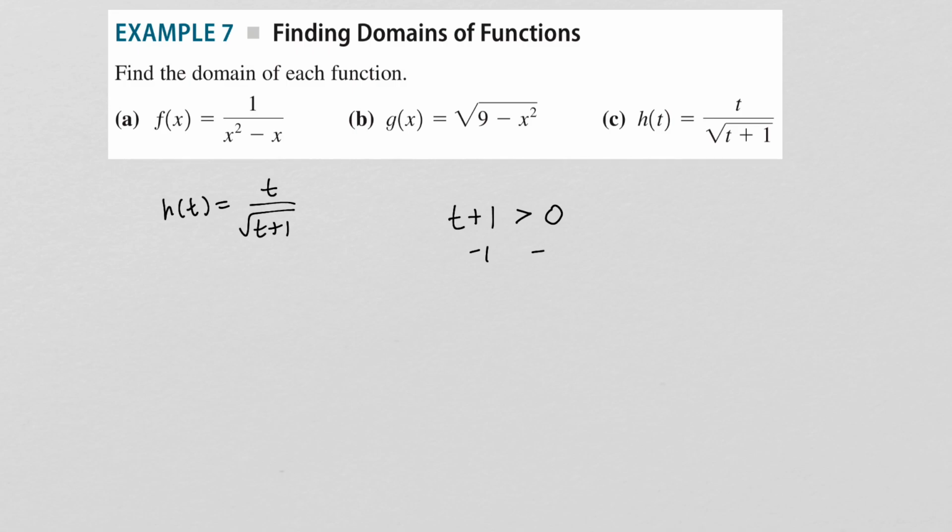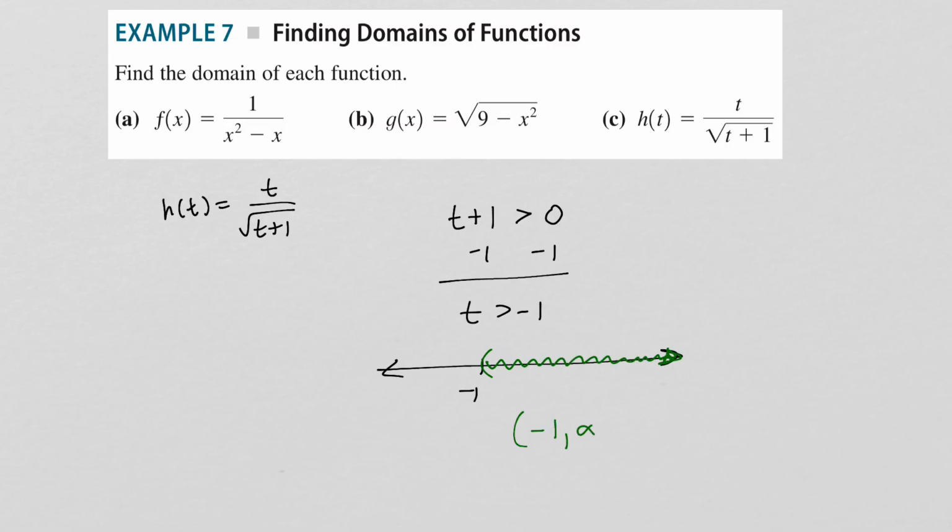And this inequality is very simple to solve. We can just subtract 1 from both sides, and we find that the domain is all numbers t that are greater than negative 1. And so this is what that looks like on a number line, and in interval notation, we would have that domain.